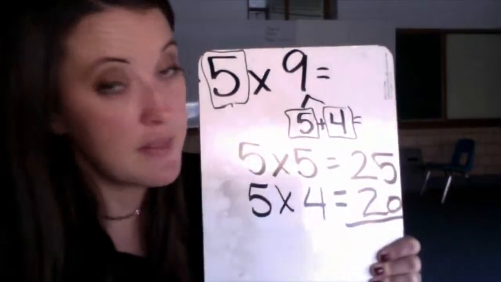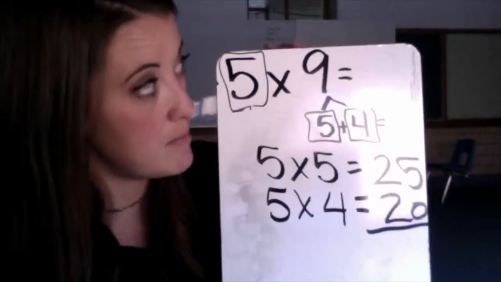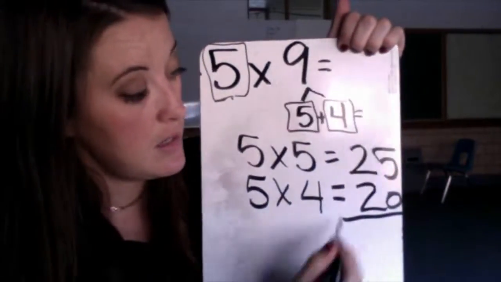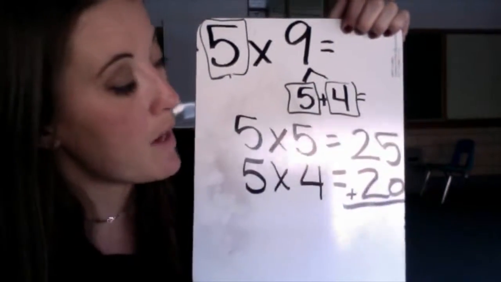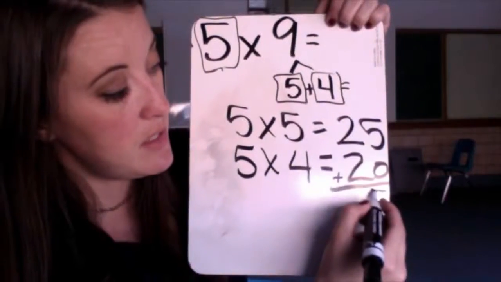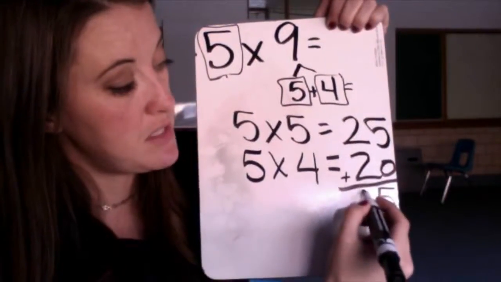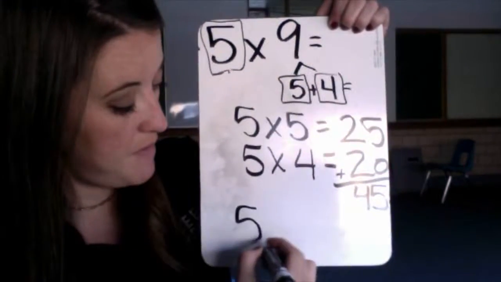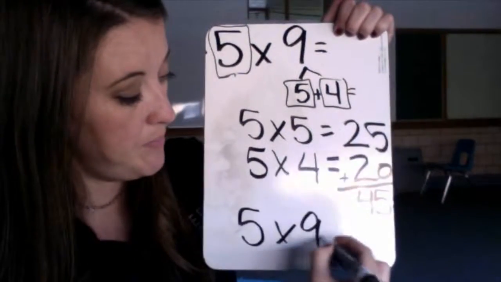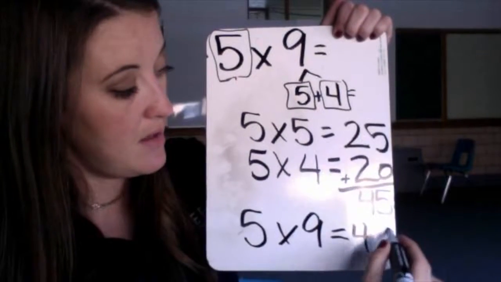Now I need to add these two sums together. And it's already stacked up for us if you did it just like mine. So we're going to add our ones first. 5 plus 0 is 5, and 2 plus 2 equals 4. So now I know that 5 times 9 equals 45.